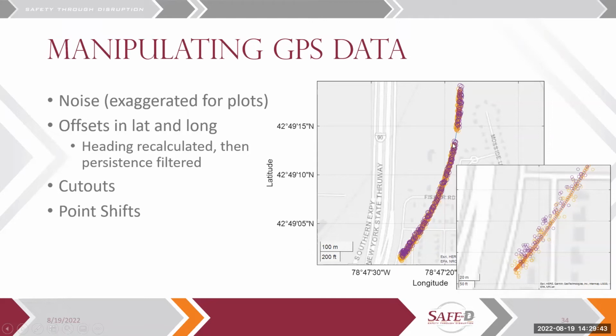We also added different cutouts. So as the sensor is going along, it might go under a bridge, or the rain cloud is too hard for the signal to reach the receiver. So we lose the data signal entirely. And then there's some point shifts where along the way it'll lose, for example, a satellite, and so the accuracy just shifts, an error one way or the other.